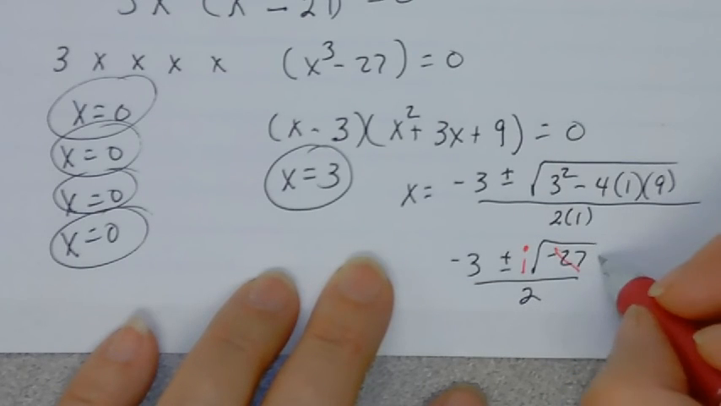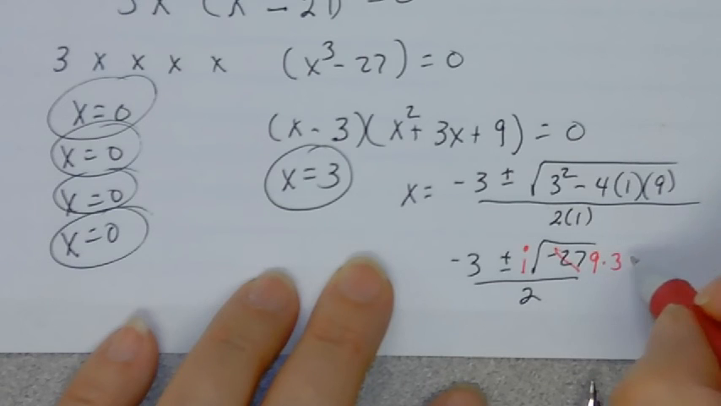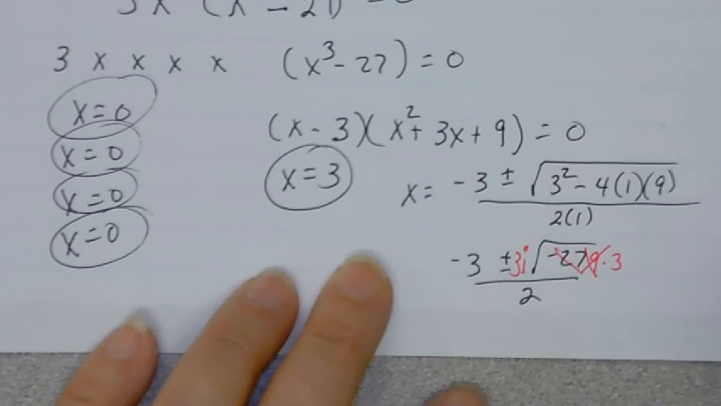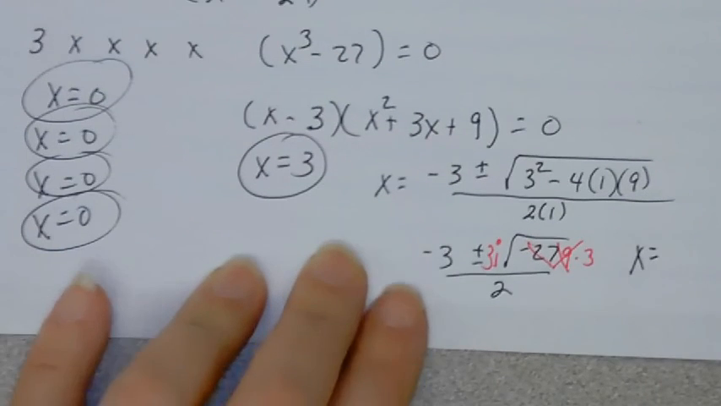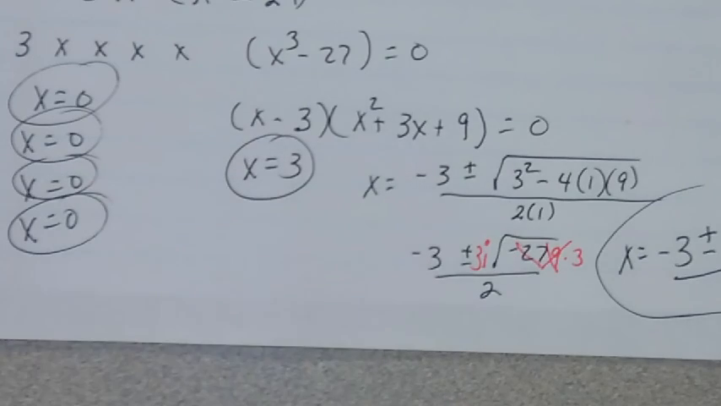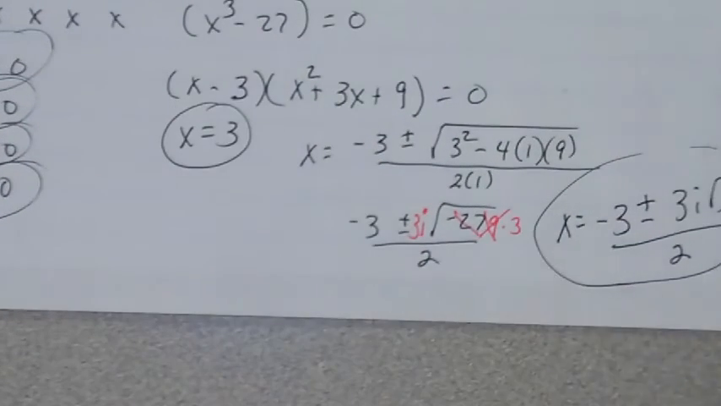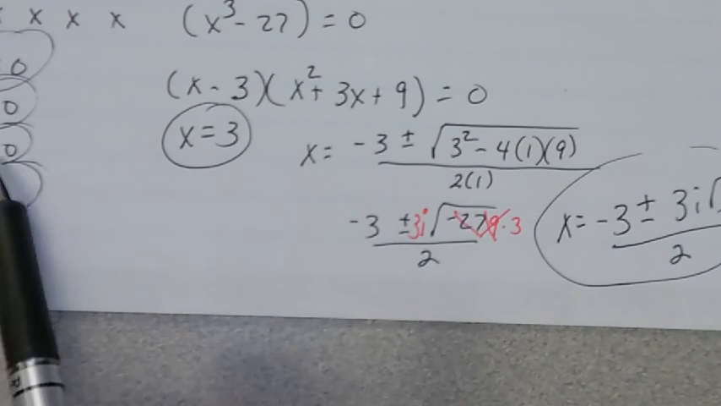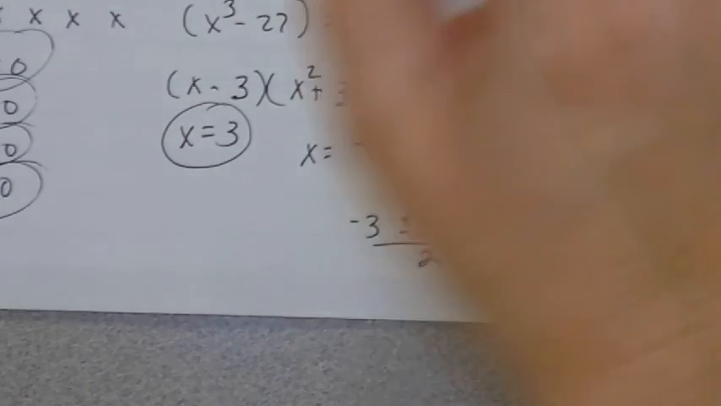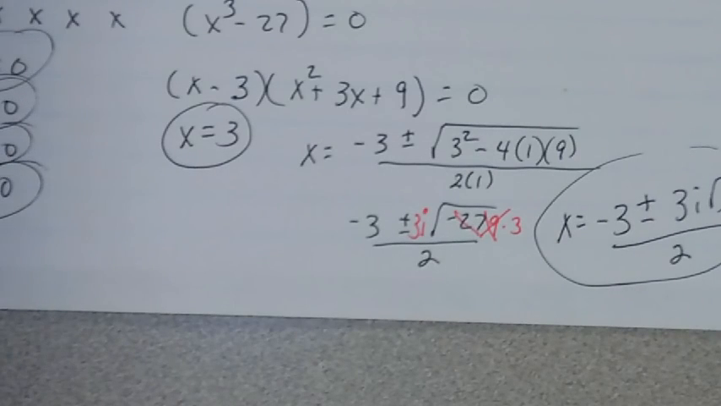And then 27 goes to 9 times 3. So the square root of 9 brings a 3 out here. So x equals negative 3 plus or minus 3i square root 3 over 2. There's my last two answers. I have the positive and the negative. So I have 1, 2, 3, 4, 5, 6, 7 answers, 7 solutions, 7 values for x that will make that a true statement.